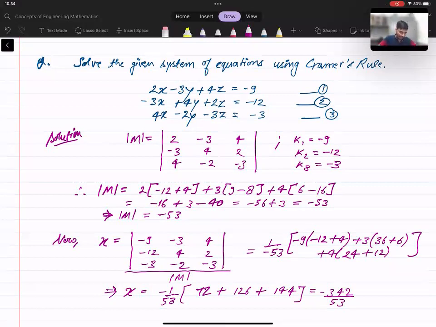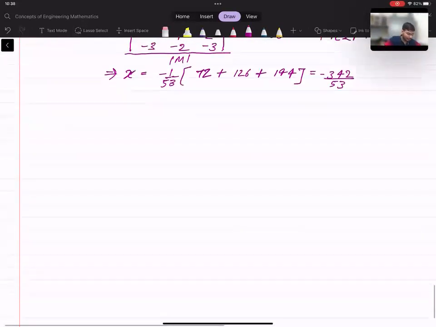So we get the value of x as this. Is it correct? Let me check. Okay, so this is the value of x that we get here. Similarly, let us calculate the value of y now.